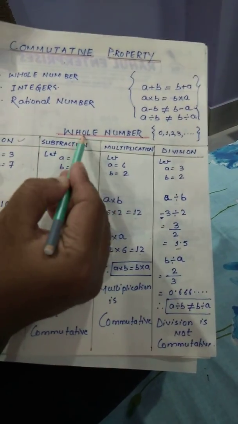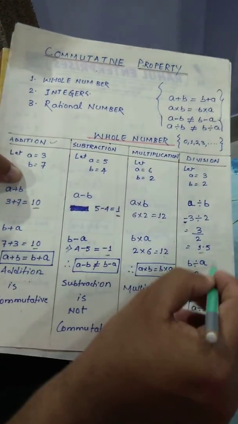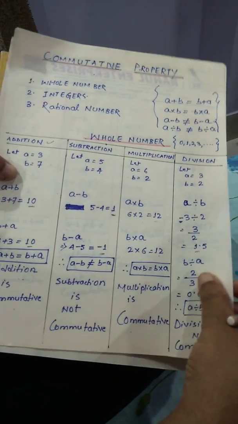So for whole numbers, addition and multiplication are commutative, but subtraction and division are not commutative. Let's go to integers.